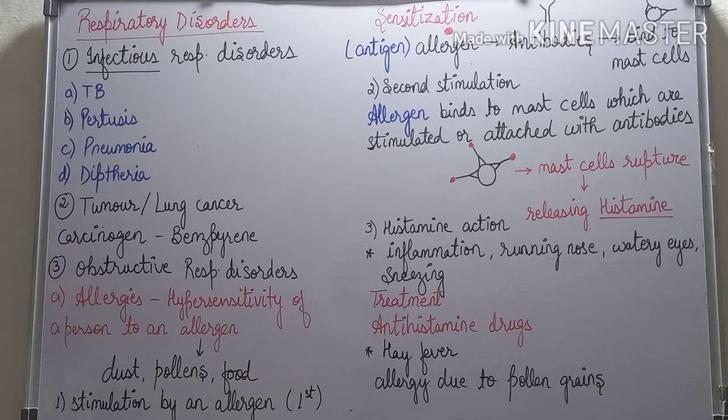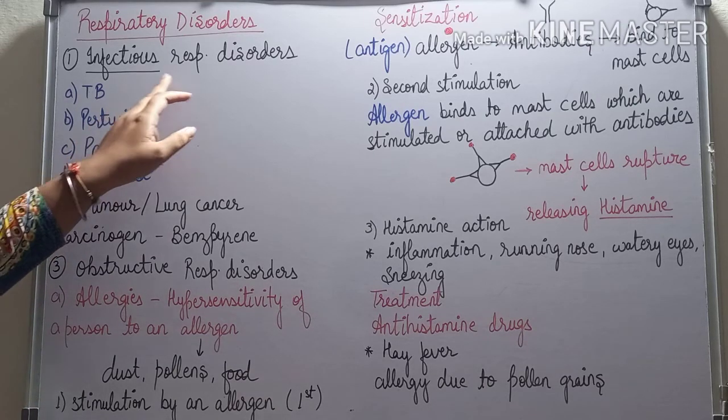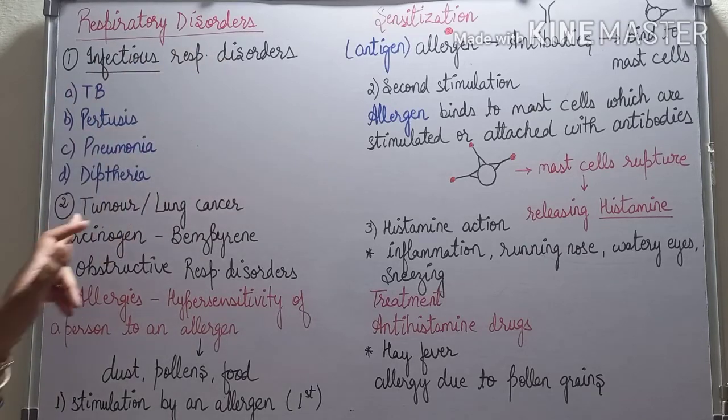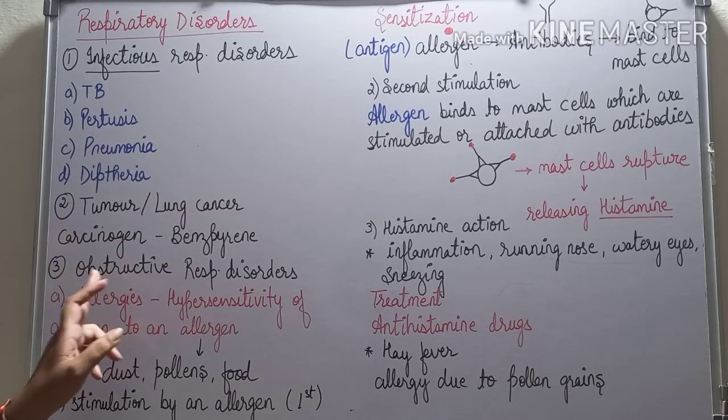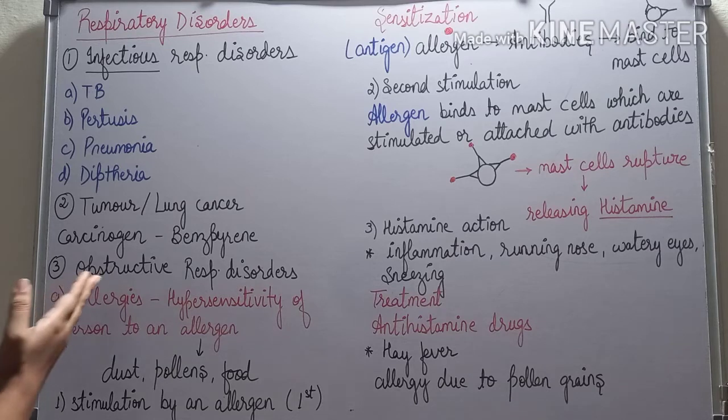Okay, so respiratory disorders are basically classified into three categories. First is infectious respiratory disorders. Second is tumor or lung cancer. Third is obstructive respiratory disorders. Out of which, obstructive respiratory disorders have many subtypes, but the infectious and tumor ones are short. So we are starting with infectious respiratory disorders.